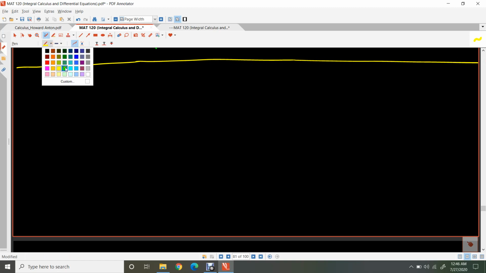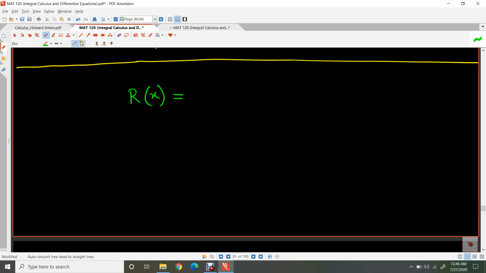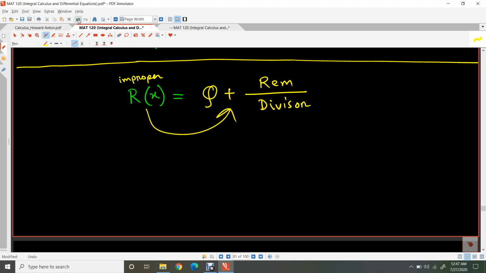Now we are going to focus on how we can integrate an improper rational function. So I am generating one formula here: R of x, that is an improper rational function. We are not discussing proper rational here, we are discussing improper rational. So R of x can be expressed as quotient plus remainder by divisor. You can express this function by using the division method. Now our focus is on integration. Suppose in our given question we have to integrate this rational function which is of improper type. What do we have to do?